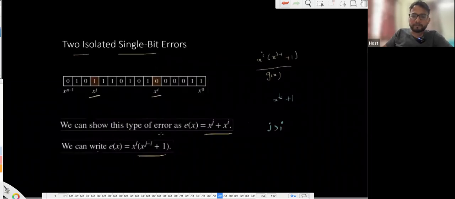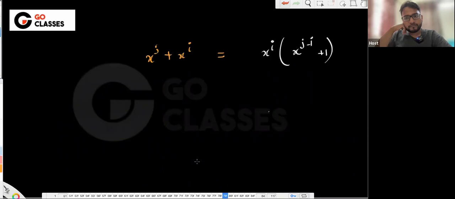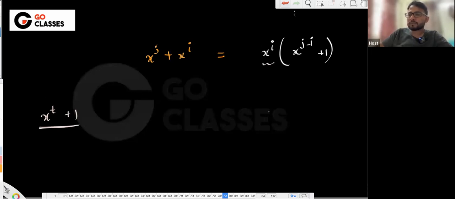What do you think? You want to detect this kind of error? Okay. Tell me, can x power t plus 1 divide this? I will be checking the condition on t, but I think it cannot divide this one, right? Obviously, it cannot divide this one, because it is just one term. These are two terms, it cannot divide.